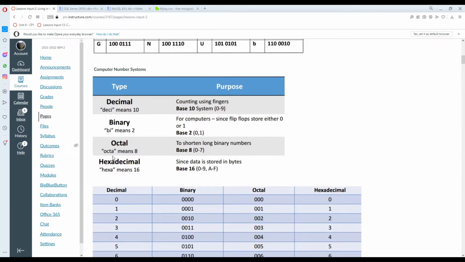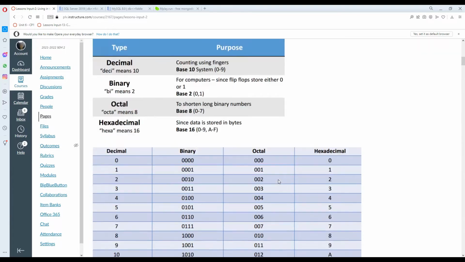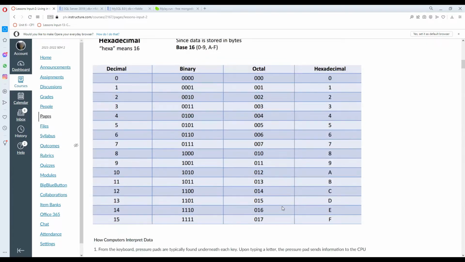We also have octal from the root word octa, meaning 8. It is base 8, which is 0 to 7. And then lastly, we have hexadecimal from the root word hexa or 16. Data is stored in bytes and the base is 16, 0 to 9, and capital A to F. So this is a sample table of the equivalent decimal, binary, octal, and hexadecimal.